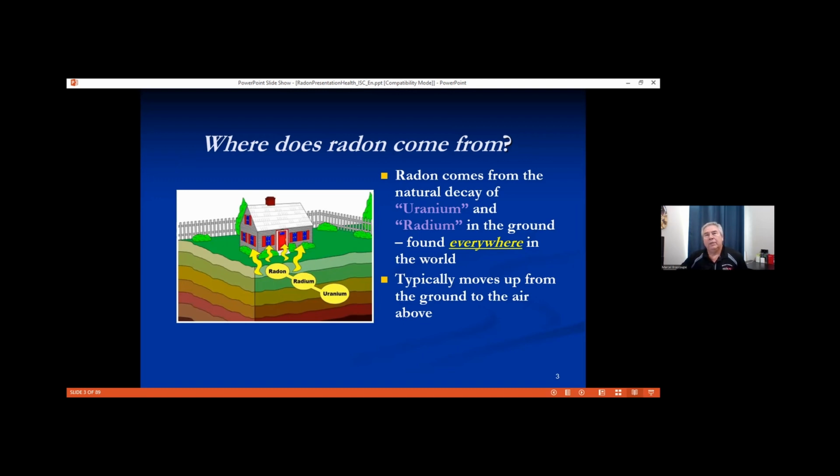When radon comes out of the ground outside, it gets diluted in the air fairly quickly. But when radon infiltrates into our homes, especially nowadays when we are building our homes so airtight, it has a tendency of accumulating inside and could reach concentrations that are dangerous for our health. We're going to explain how that happens in this presentation. Because radon is a gas, it moves up from the ground into the air above or into our homes.